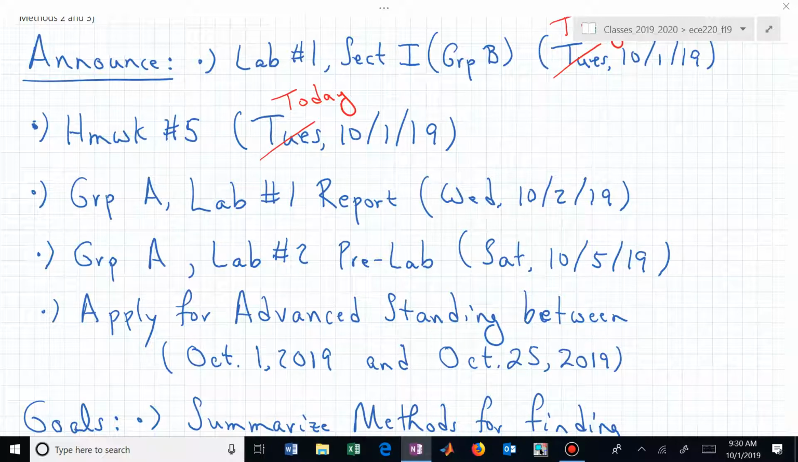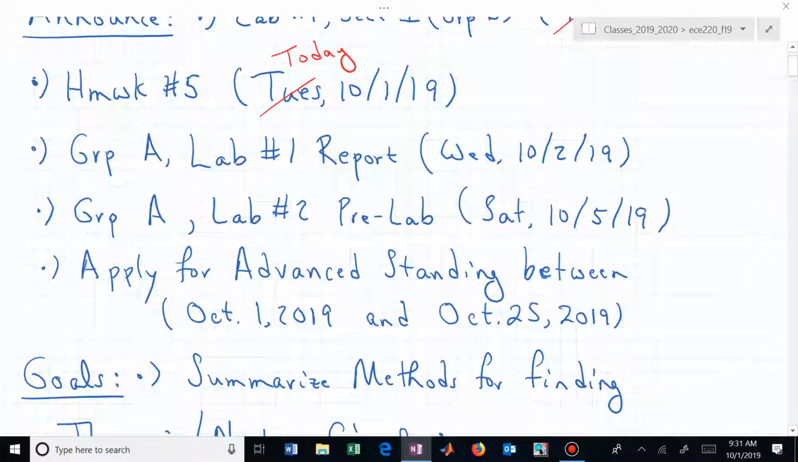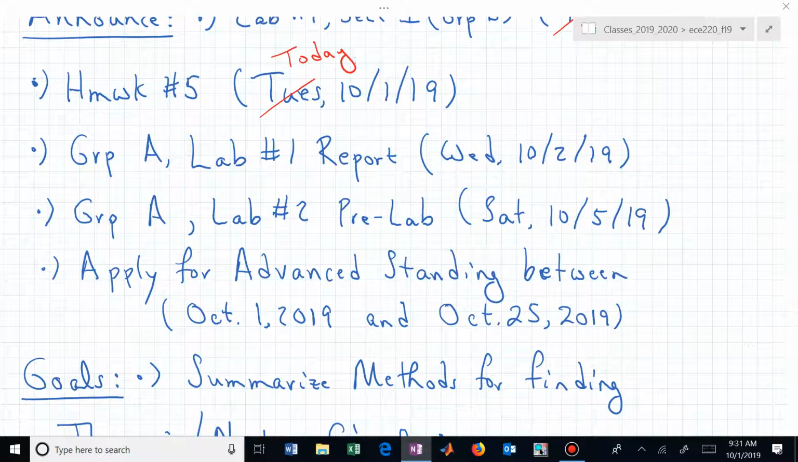Today, Group B, Section I, has their lab. Don't forget to attend. You also have a homework assignment due, and Group A has a couple of things due this week. Tomorrow, I can't keep track of the days, but tomorrow is Wednesday. Everyone in Group A has to submit their lab report for lab number 1. And on Saturday, that same set of sections needs to upload their pre-lab into D2L.